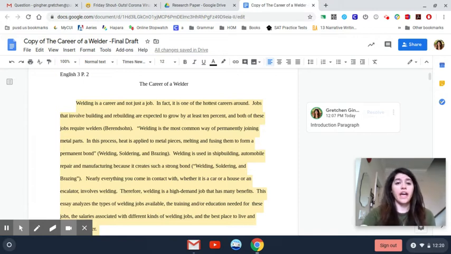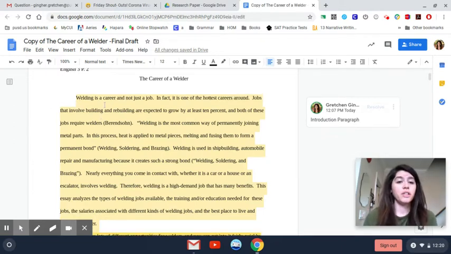So let's take a look at the first paragraph here. I've even gone through and made some comments so you can see which of these paragraphs are related to which part of your outline. If you take a look here, it says, welding is a career and not just a job. My student who wrote this last year researched being a welder. And in fact, it is one of the hottest careers around.